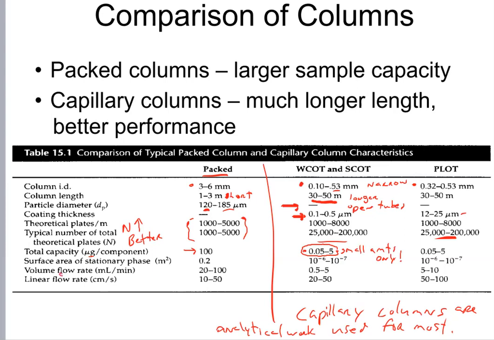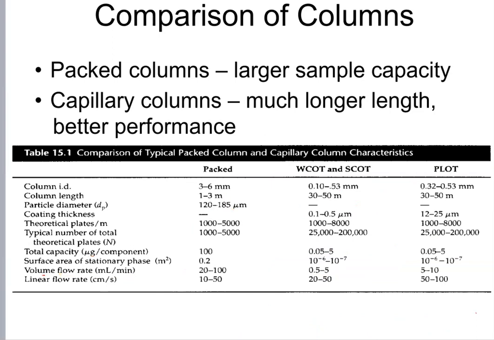Typical flow rates in milliliters per minute are involved. For PLOT columns, 20 to 100 milliliters per minute, but look, much slower flow for the capillary columns. This is because they're smaller tubes, right? So we don't need as high a flow rate through these. In general, the capillary columns, the open tubular ones, are used for high performance GC separations.